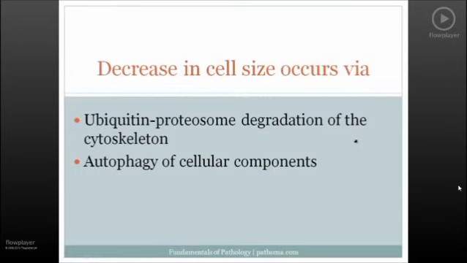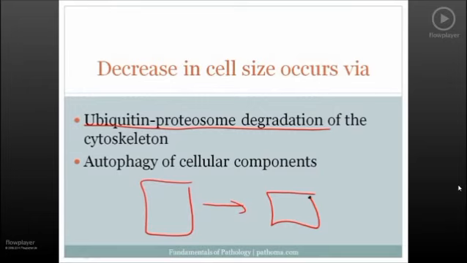The first is something called the ubiquitin proteasome degradation pathway. Now, what's the idea here? Well, recall that if you've got a cell that's this big, and you want the cell to shrink down to something that's smaller, in order for the cell to shrink, this skeleton, called the cytoskeleton, that was maintaining the size and shape of the cell, has to be broken down so that the cell can become smaller. The mechanism by which the cytoskeleton is broken down is called the ubiquitin proteasome degradation pathway.